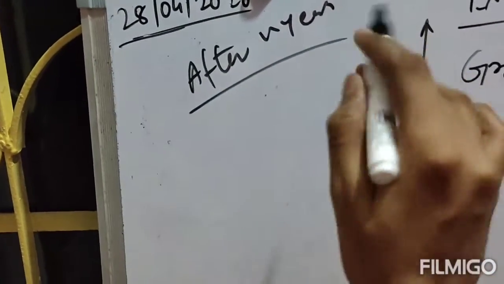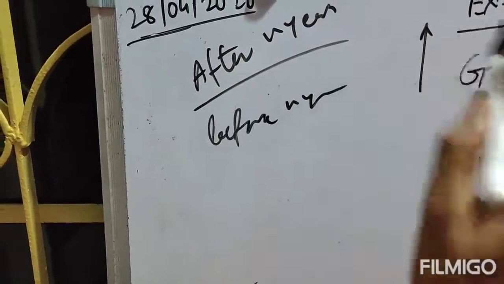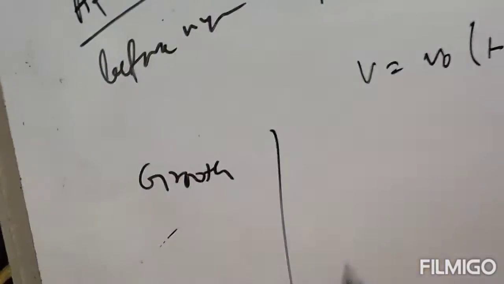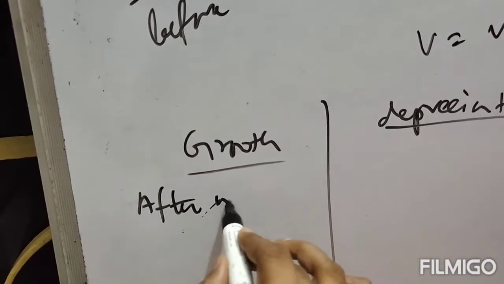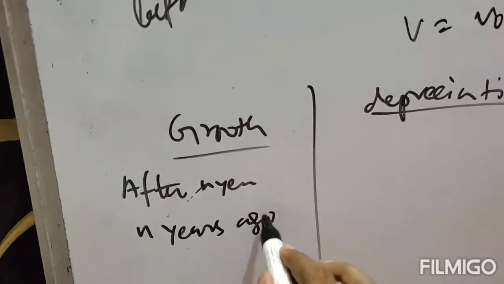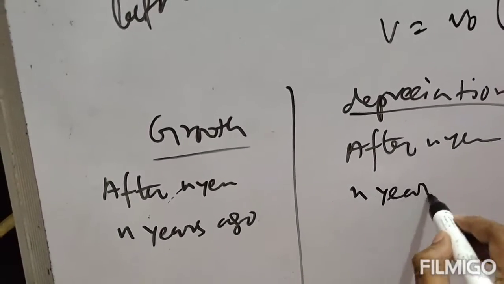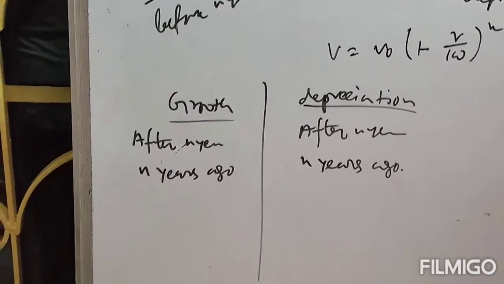That is, there are two cases: one is after n years and the other is before n years. Clear? Growth and depreciation, there are two formulas for each. For growth, one formula will be after n years and one n years ago. There is also after n years and n years ago for depreciation.